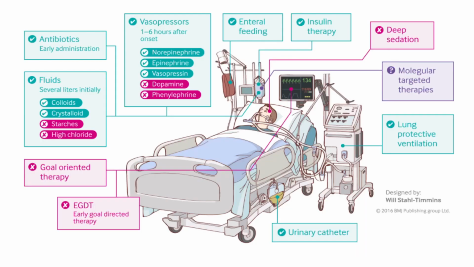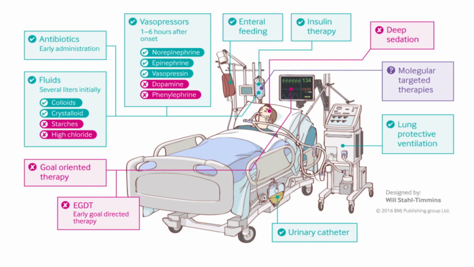For a patient with sepsis, these are the following recommendations. There should be early administration of antibiotics. Only colloids and crystalloids should be given. Starches and high chloride fluids should be avoided. Goal-oriented therapy should not be given while giving fluid initially. Early goal-directed therapy should again be avoided.